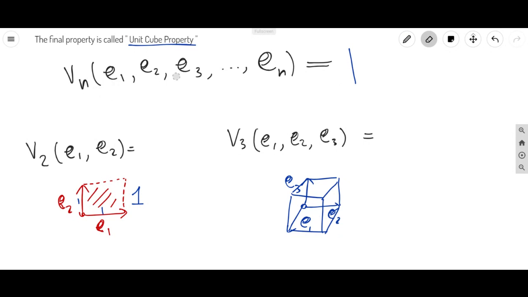So if you write the standard basis vectors in the order in which they are written, you get 1. Now, if you were to start to interchange these, you're going to start changing the sign of that because of the alternating property.